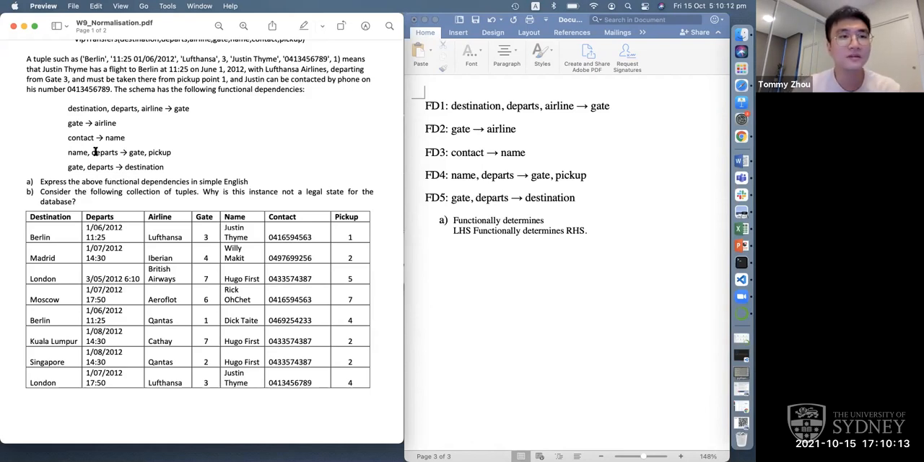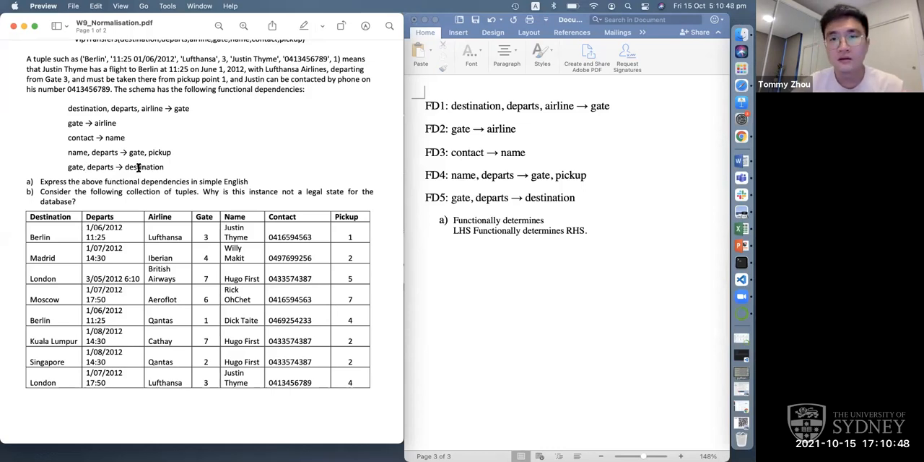And next, name, departs, gate, and pickup. So that means a VIP cannot depart from 2 gates at the same time and cannot be picked up from more than one location for departure. Lastly, gate departs to destination. So a flight has a gate departing at a certain time, and there should only be one destination for that particular flight. So flights can depart to at most one destination, departing at a certain gate given a certain time.